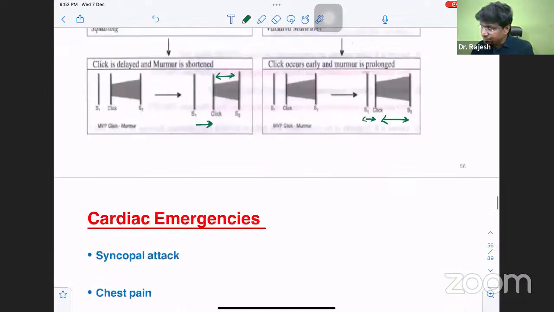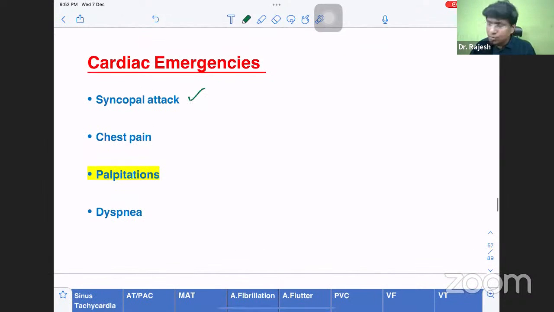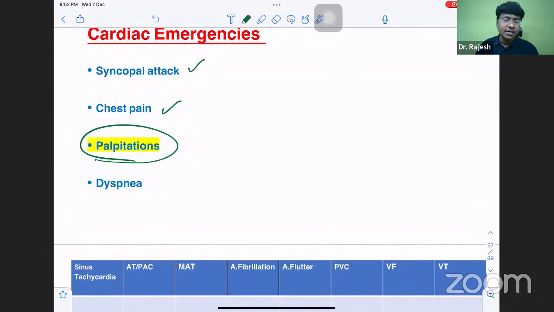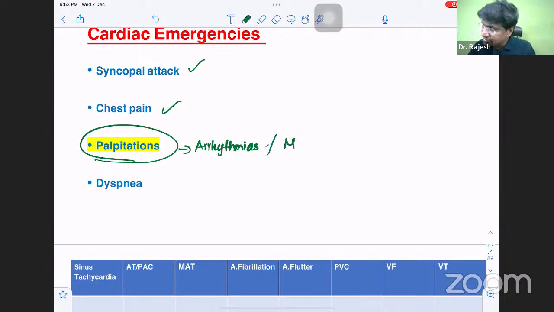So what are the cardiac emergencies we have discussed now? We have discussed syncopal attack, one of the cardiac emergencies, and chest pain, another important cardiac emergency. And the third important cardiac emergency, where the patient can present to the emergency department, is palpitations. Palpitations are most commonly seen in arrhythmias, or they can also be seen in valvular lesions. So apart from arrhythmias, the other conditions which can cause palpitations are valvular lesions like MR and AR.